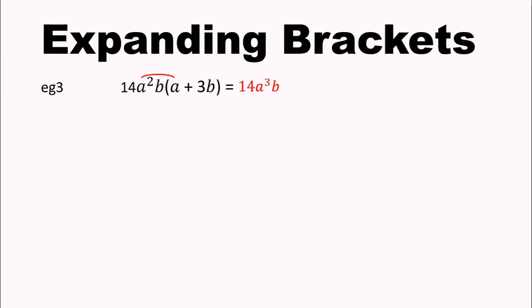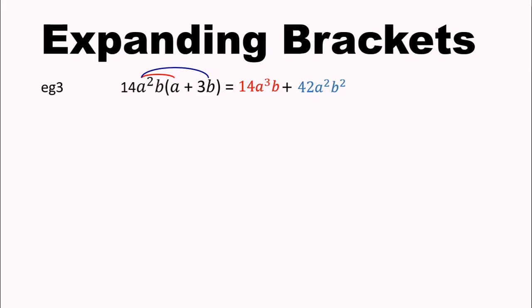Remember, that power on that a is only affecting the a. Only the a is cubed, not the 14 and not the b. Again, I'll take the term in front of the bracket and multiply it through by the second term. That's 14a squared b times 3b. Number times number, 14 times 3 is 42. And letter times letter, a squared b times another b will be a squared b squared. Two b's multiplied together, so I'll need a power of 2 on that b.